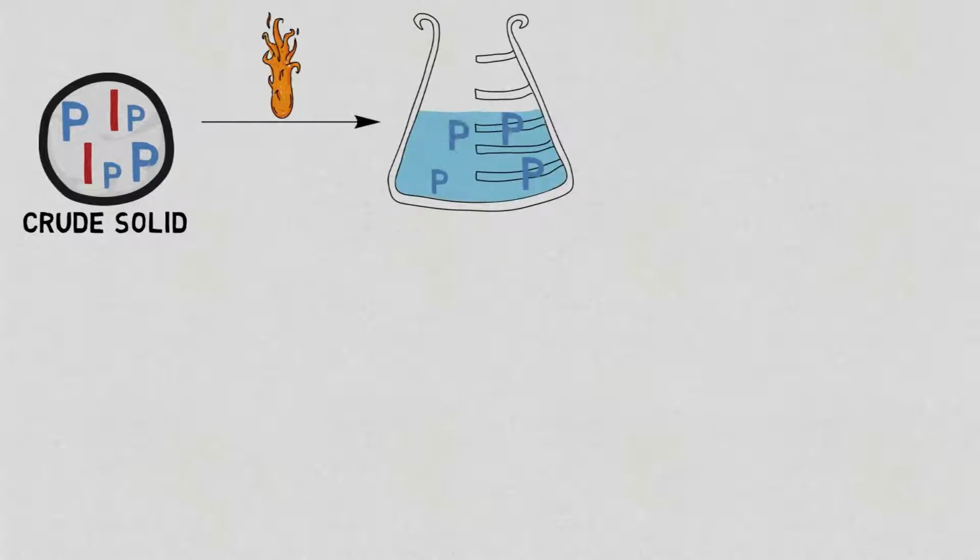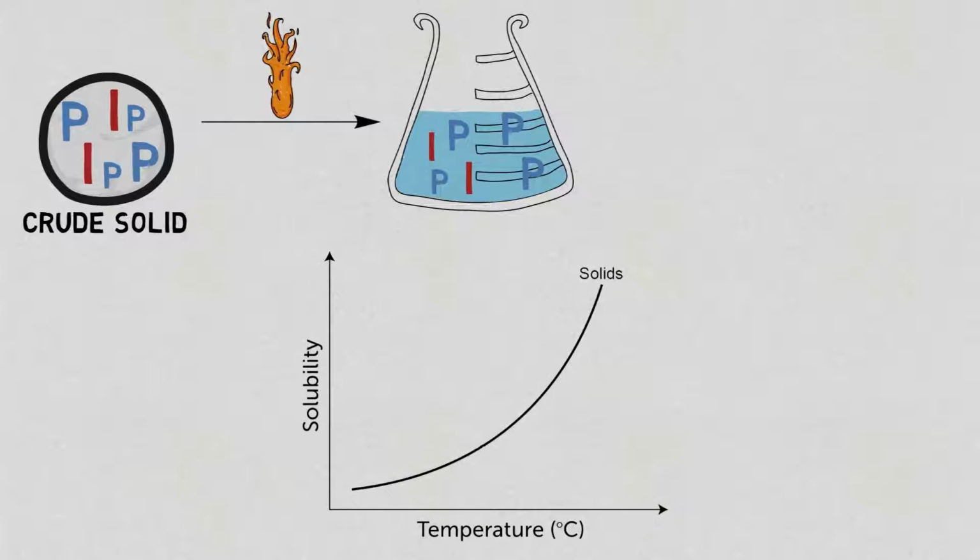You have your crude solid, which is made out of product P, and impurities I. You add the solvent at its boiling temperature until the solid is just dissolved. Recrystallization relies on the fact that as temperature increases, solubility of a solid usually increases. Once the solid is dissolved, we let the flask cool down.